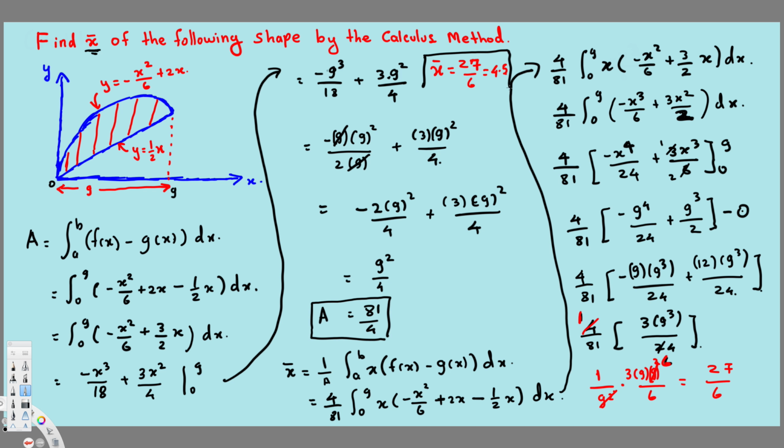Find the x bar. But if you want to find the y bar, you can use a different equation. That is, y bar is equal to half, first 1 over a to b, half times f of x square minus g of x square dx. So this is the equation you have to use if you want to find y bar. But here we only try to find x bar, and we found it already.